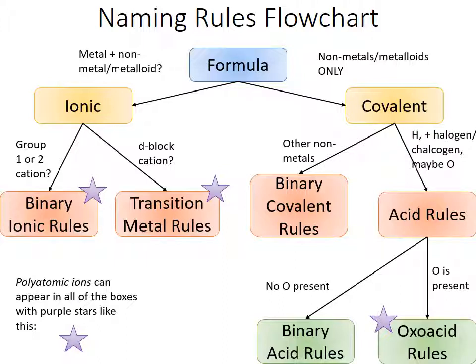To recap, begin with your formula, separate it into ionic or covalent. Within ionic, make sure you don't have a transition metal. If you do, follow the transition metal rules. In covalent, check first to see if you have an acid by looking for a combination of hydrogen, a halogen, or a chalcogen, maybe oxygen. If you see that, go down to your acid rules and figure out if it's a binary acid or an oxoacid. For all other covalent compounds, use the binary covalent rules.